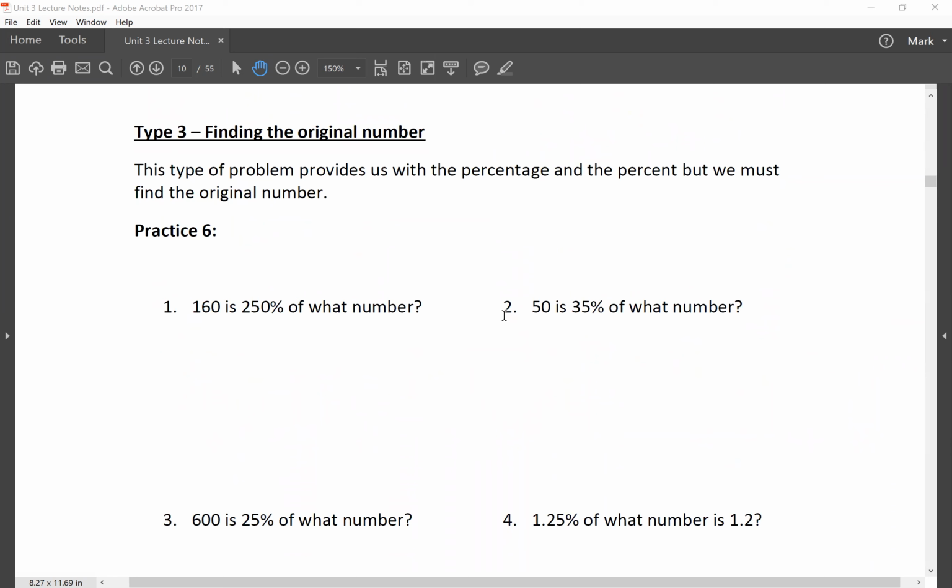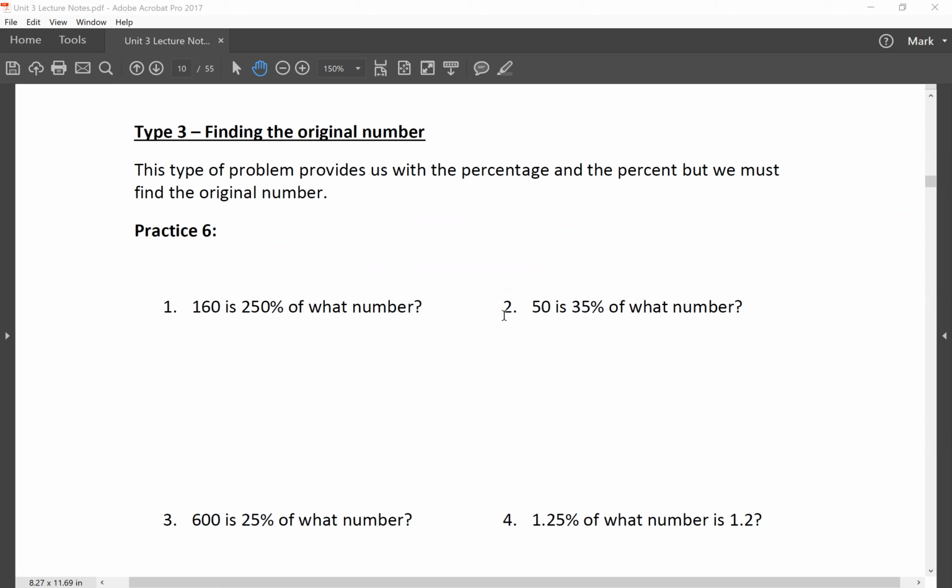So this type of problem is when we have the percentage and the percent. I'll explain kind of what that means in a second, but we need to find the original number. This is probably the weirdest type, but it's the third one we're going to look at in this course. The easiest thing to do, I guess, is just to practice it. So let's look at number 1.